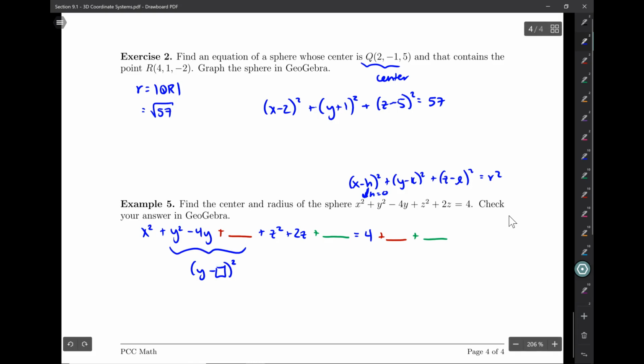Because then I'd have y minus 2y minus 2y to give me the negative 4y. So this would have to be a 2. And then when I square this to get the part here, this would end up being 2 squared, which is 4.